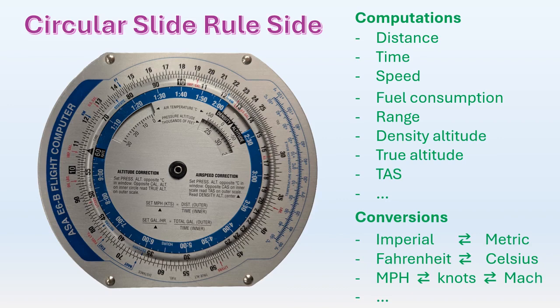In this video, we'll demonstrate how to compute distance, time, and speed using the E6B with this equation. These calculations are essential for dead reckoning, a vital technique in cross-country navigation.